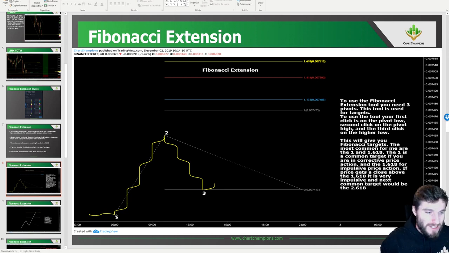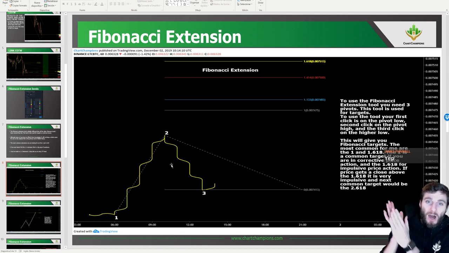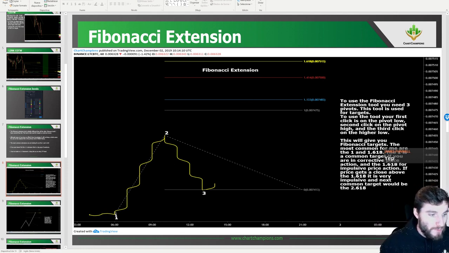So basically what you need is 3 pivots. That's a low, a high, and a higher low. Or if the market is bearish and you are going downwards, then it's a high, a low, and a lower high. So if you're uptrending and expecting higher prices, you're going from a low to a high to a higher low. And if you're going down and the market structure is bearish, then you're going from a high, to a low, to a lower high.